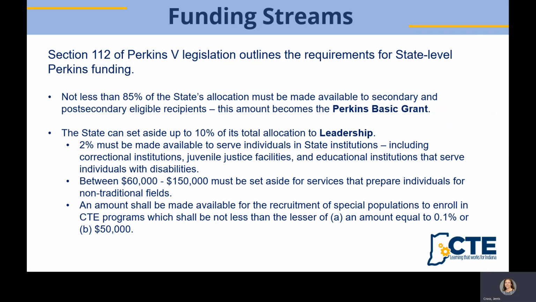Of this amount, there are several set-asides or earmarking requirements. 2% must be made available to serve individuals in state institutions like correctional or juvenile justice facilities and educational institutions that serve individuals with disabilities. Between $60,000 and $150,000 must be set aside for services that prepare individuals for non-traditional fields. An amount shall be made available for the recruitment of special populations to enroll in CTE programs, which shall be not less than the lesser of an amount equal to 0.1% or $50,000.